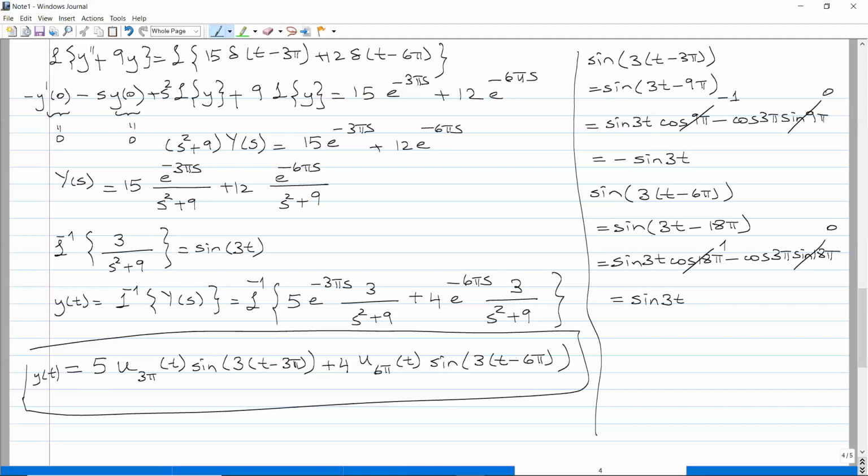So basically, our solution is 5u3 pi times, sorry, this is a minus sign, right? So minus 5 u sub 3 pi sine 3t plus 4 u sub 6 pi, again sine 3t. Now, what does it mean? Remember the definition of the unit step function.